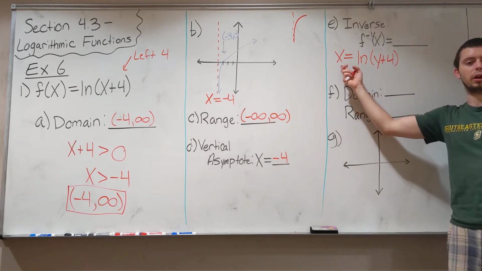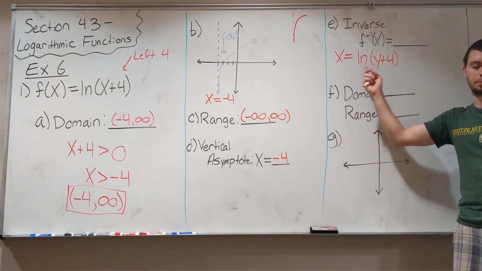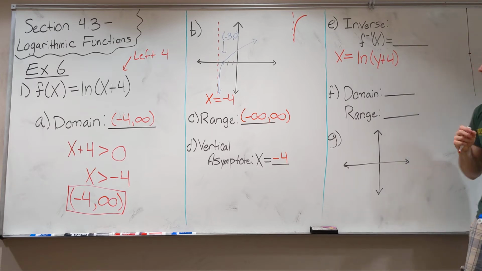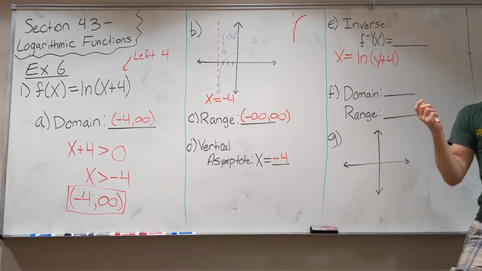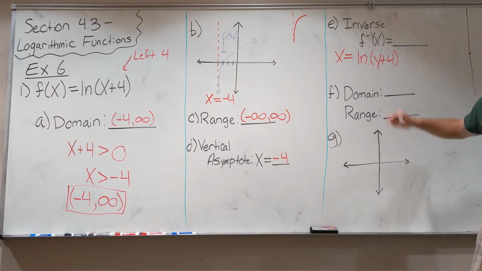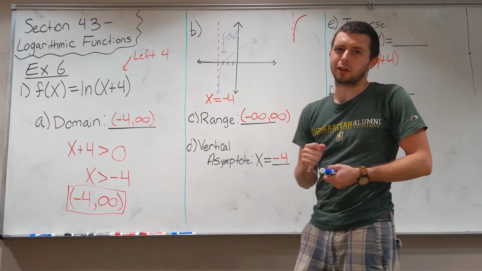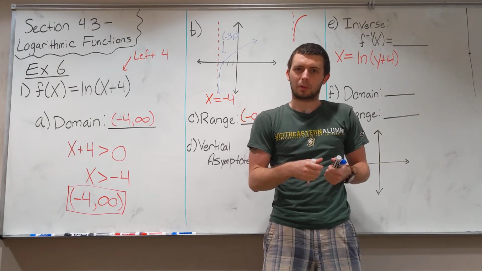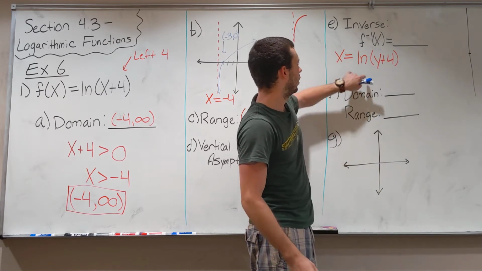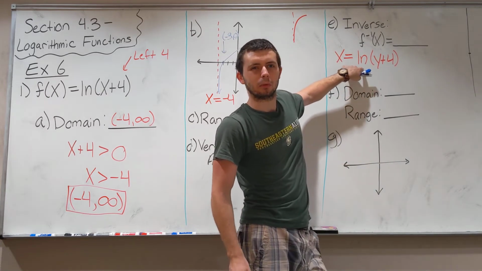So this is us merely switching x and y. That's the first step in any algebraic inverse problem. Once we do that, the goal is to get y by itself, because notice, we swapped x and y, now y is no longer by itself. So how do we get y by itself?